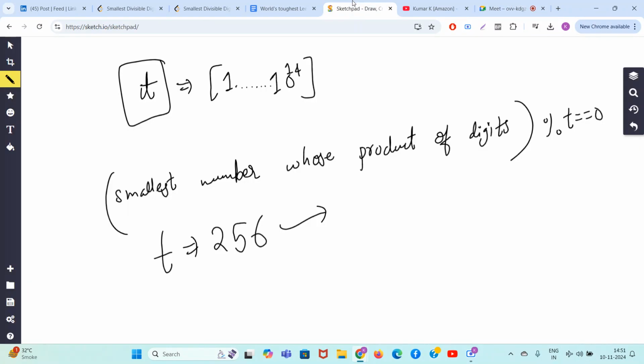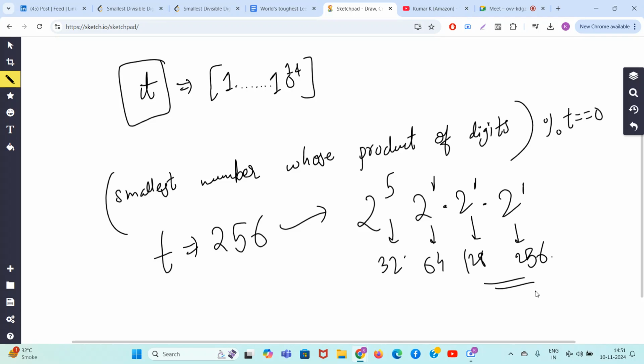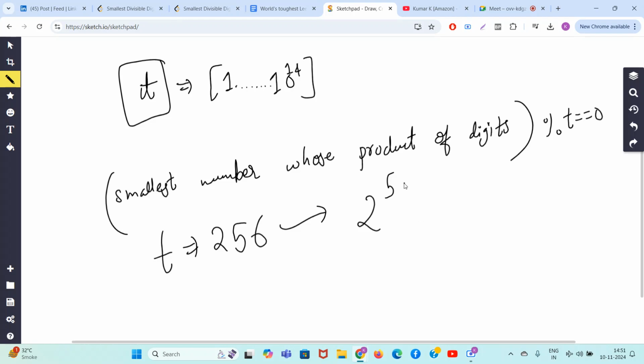Okay, so if you do the prime factorization, it will come as 2 raised to 5 is 32, right? And if I multiply by 2 raised to 1, it becomes 64. Then one more time and one more time, it becomes 128, and then it becomes 256, right? So now what do we do? It is 2 raised to 8.